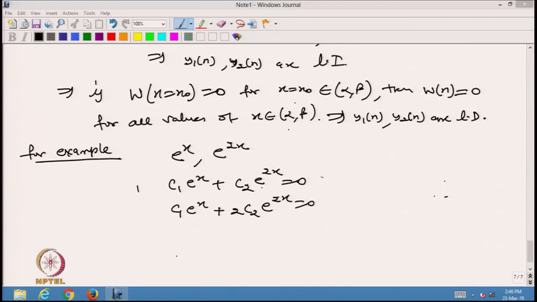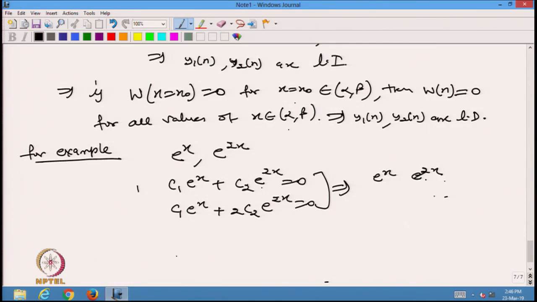This is the equation we get. So this is the system of two equations. From here I get the matrix with rows e^x, e^(2x) and e^x, 2e^(2x), multiplied by C1 and C2. So this is my system for C1 and C2.